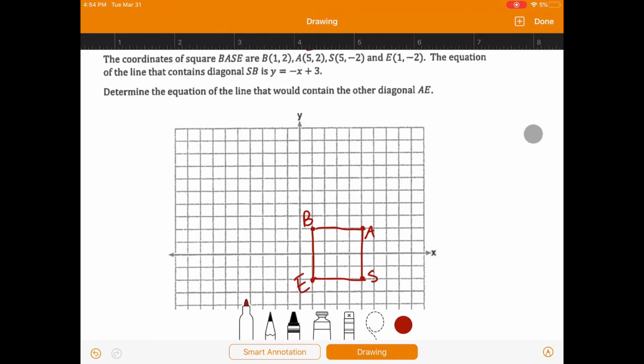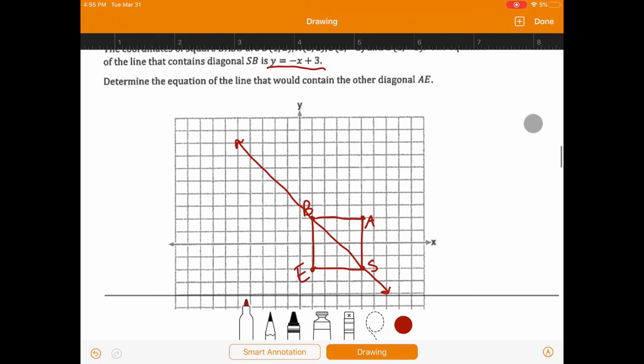The diagonal that contains SB, right here, is this equation. And that makes sense with what we've got because it crosses at 3. And our slope is going to be down 1 and over 1. Okay, our slope here, although it doesn't say it with numbers, is negative 1 over 1. So that means you're going to go down 1 over 1, down 1 over 1.